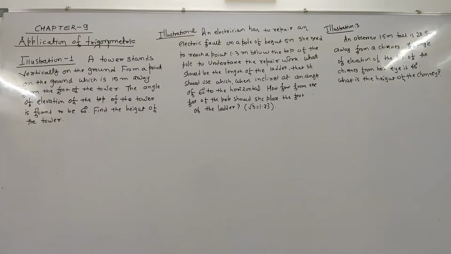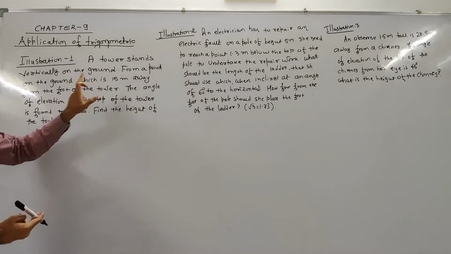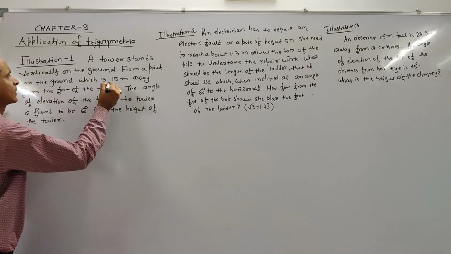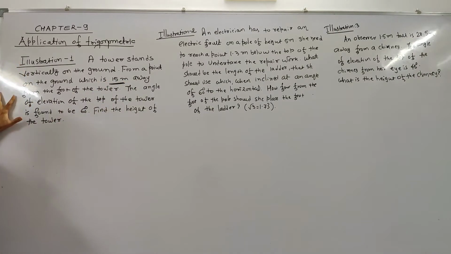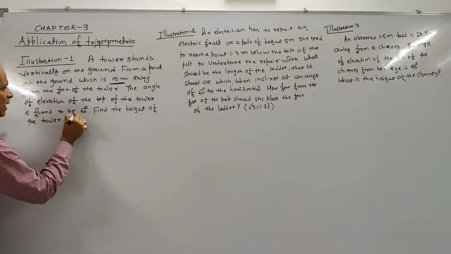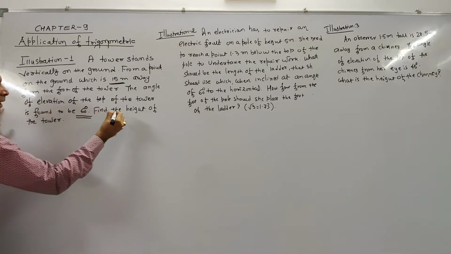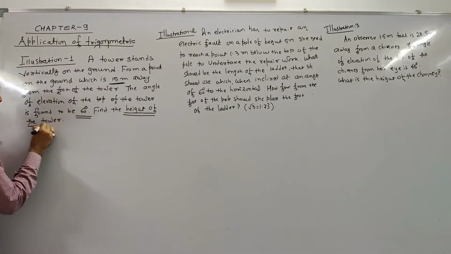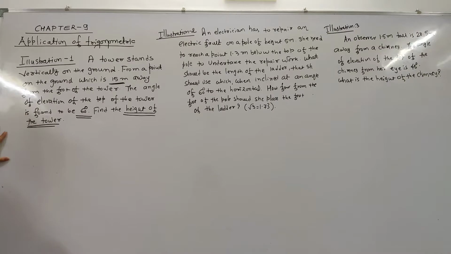So first example: a tower stands vertically on the ground. From a point on the ground which is 15 meters away from the foot of the tower, the angle of elevation of the top of the tower is found to be 60 degrees. Find the height of the tower. So your aim is to find out the height of the tower. First of all, read this example, then draw the figure, use the appropriate formula from Chapter 8, and then solve this example.